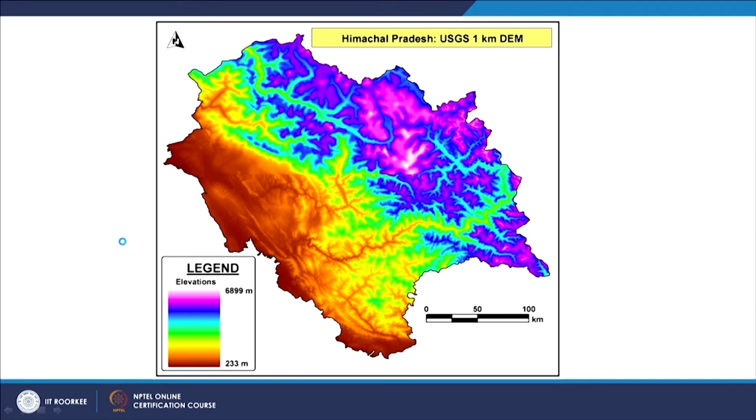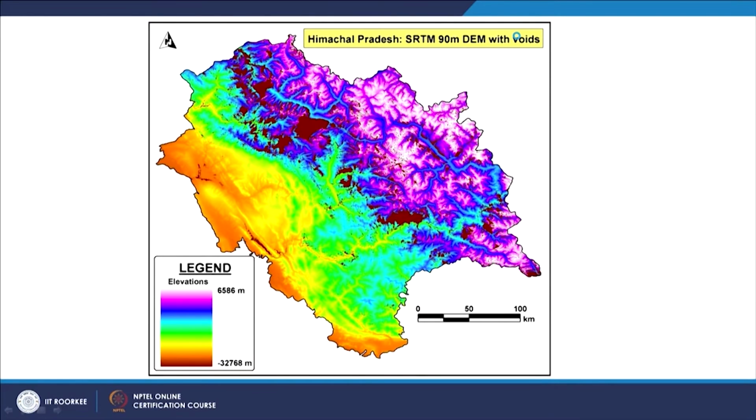This is Himachal Pradesh, and what USGS DM 1 kilometer we are having, and when we compare with the 90 meter SRTM DM, what we find is that these colored ones, the dark maroon areas or cells which you are seeing, are nothing but the voids. Remember that the SAR interferometry technique, InSAR, was employed in SRTM to generate the digital elevation model of SRTM, that is Shuttle Radar Topography Mission.